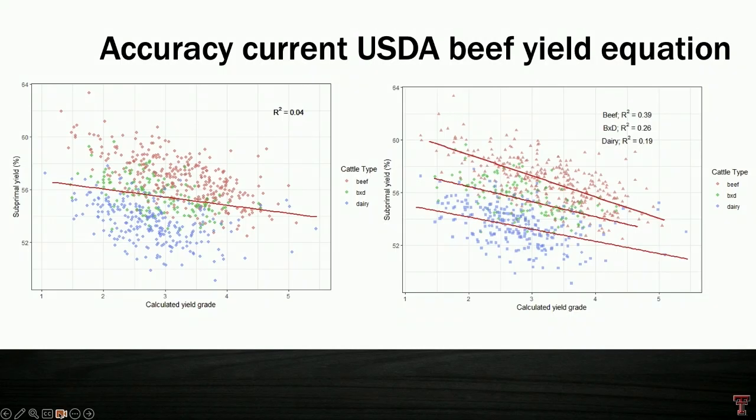So here's some data, and I don't mean to bore you with this, but it's pretty profound to think that calculated yield grade related to subprimal yield on an individual animal basis explains 4% of the true variation in subprimal yield in yield grade. It just doesn't work.